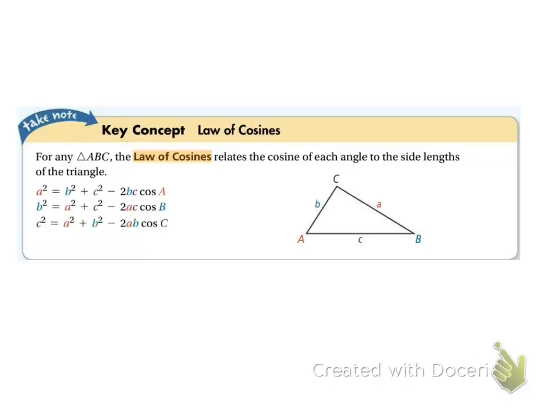This is 8.6 of geometry. So we looked at law of sines. Now we're going to look at the law of cosines. The book gives you 3 different equations, but you only really need to know this last one. So I would just memorize that last one there.